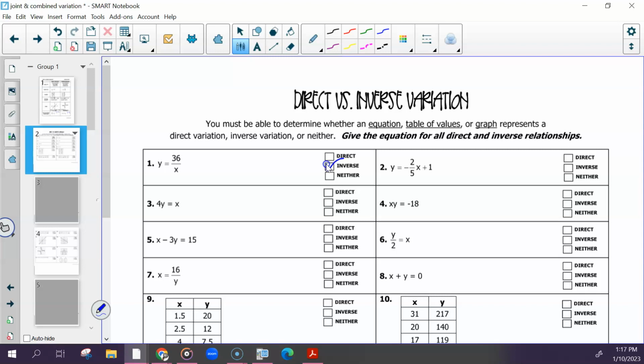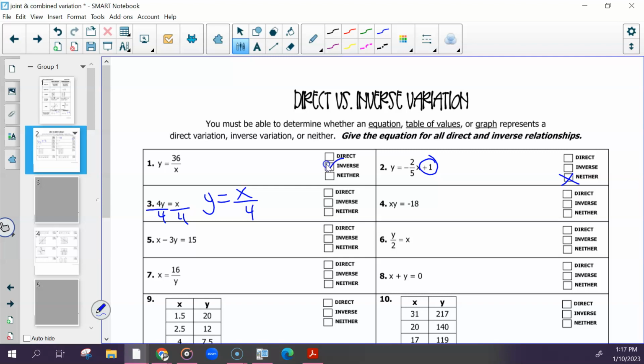What about number 2? It is neither. It would be direct, but because that y-intercept is not 0, it's neither. Number 3, we have to solve before we can do anything. Get y by itself. I'm going to leave this like this first and see if you recognize which it is, and then we'll change the format of it.